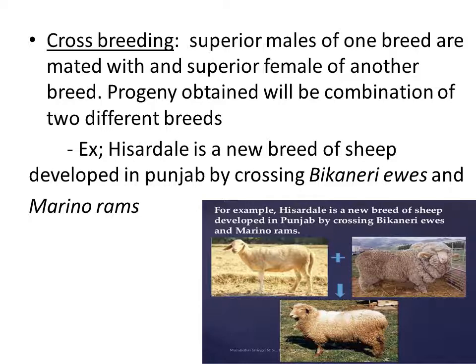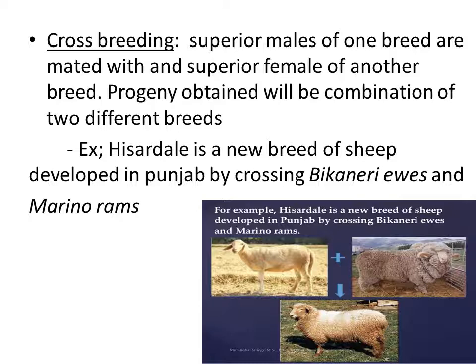Some of the characters seen in the Bikaneri Ewes can be seen in the Hisardale, and some characters present in the Merino Rams can also be seen in the Hisardale, because it has a mixture of characters. Understood? So this is what is called crossbreeding.